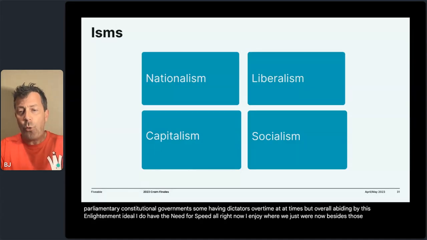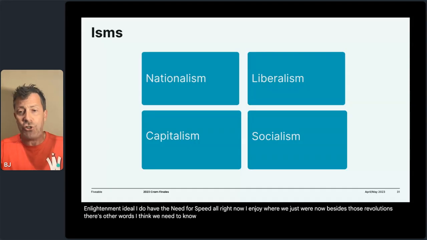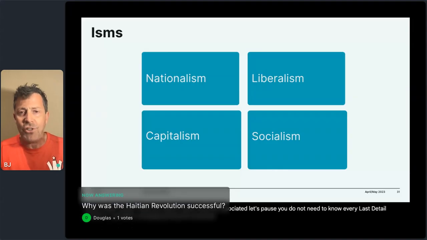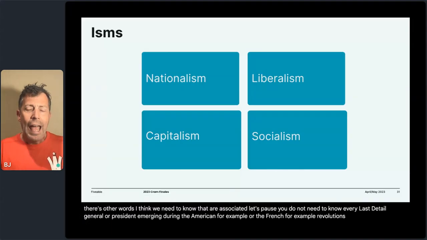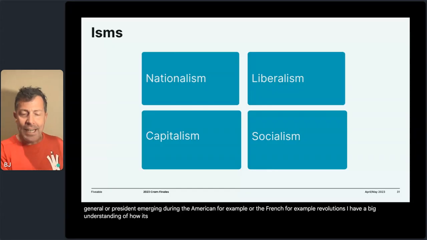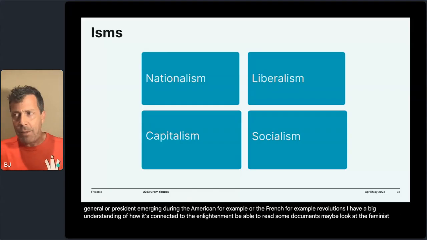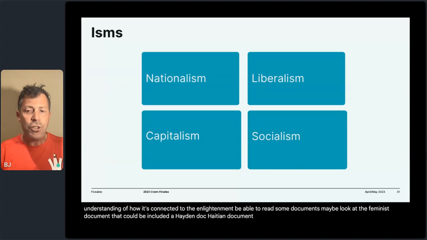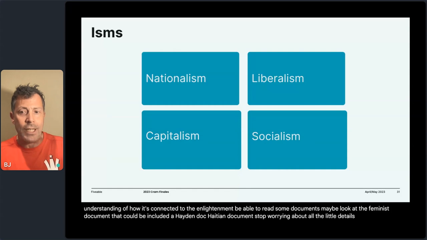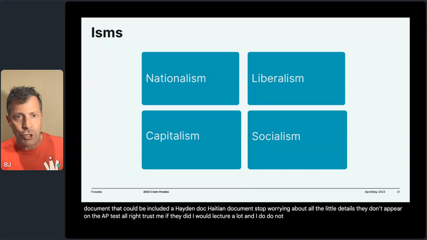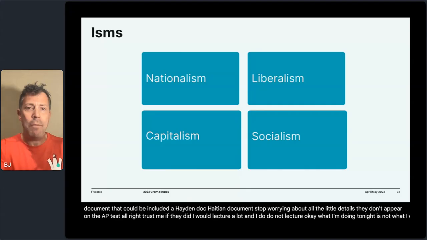Now, besides those revolutions, there's other words I think we need to know that are associated. Let's pause. You do not need to know every last detail, general or president, emerging during the American, for example, or the French revolutions. Have a big understanding of how it's connected to the Enlightenment, be able to read some documents, maybe look at a feminist document that could be included, a Haitian document. Stop worrying about all the little details. They don't appear on the AP test, all right? Trust me. If they did, I would lecture a lot, and I do not lecture. Okay, what I'm doing tonight is not what I do in my classroom.